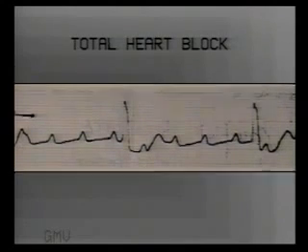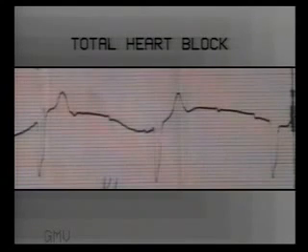Note the regularly occurring P waves. This is another ECG of total heart block. Identify the regularly occurring P waves. Wide and slow QRS complexes are obvious.